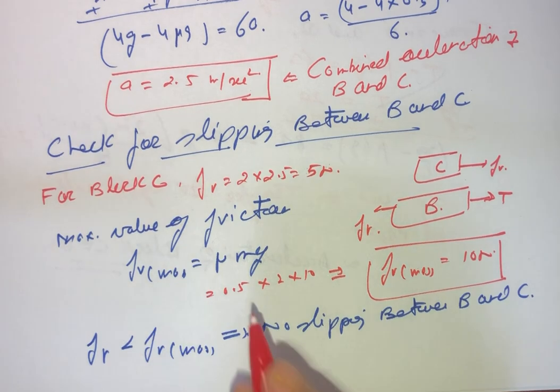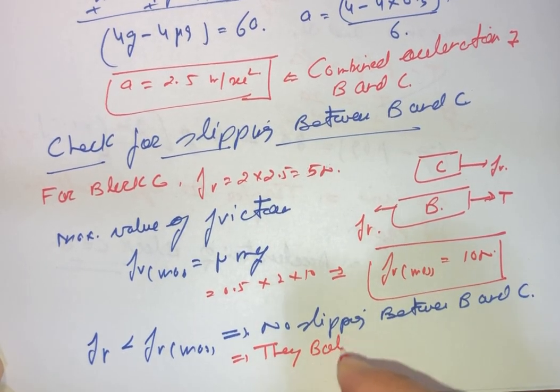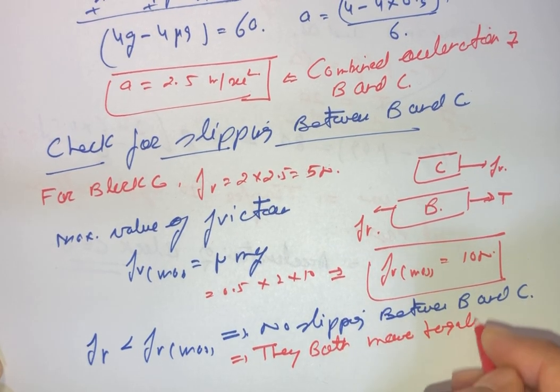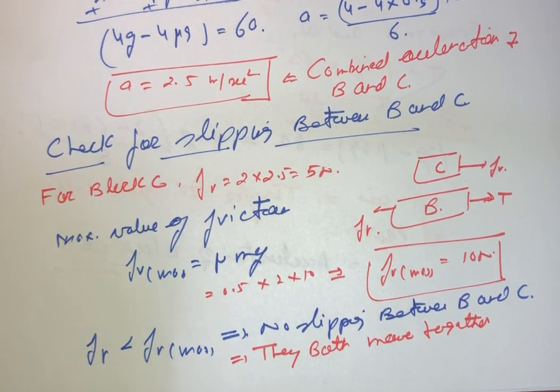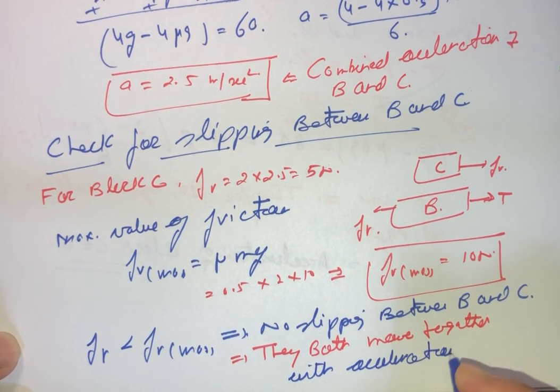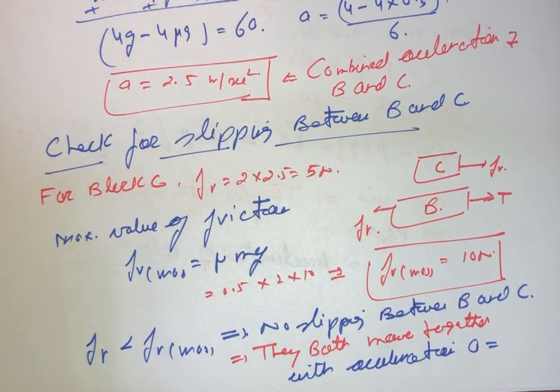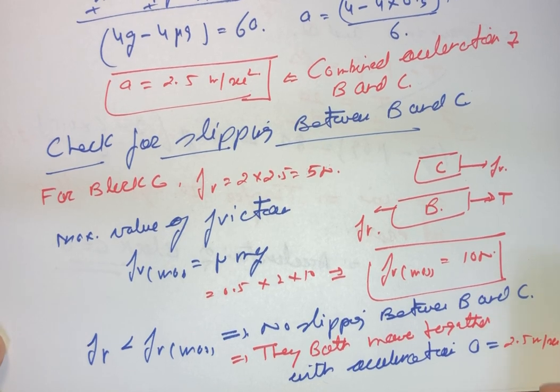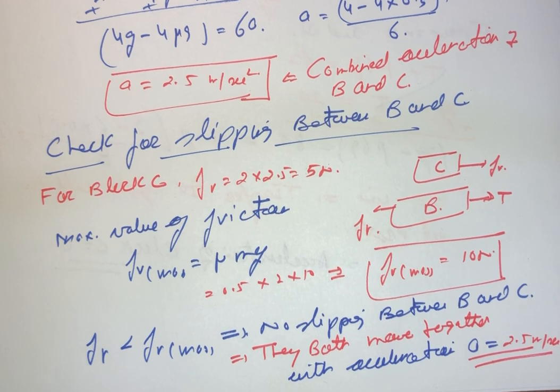So if there is no slipping, they both move together with the acceleration A, which is equal to 2.5 meter per second square. This completes both parts of this question. Thank you.